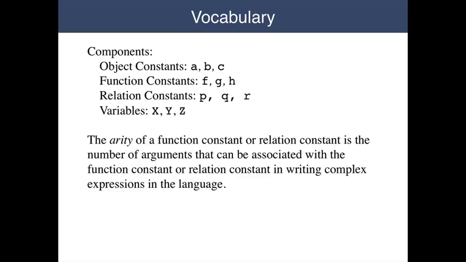Logic programs in GDL are built up from 4 disjoint classes of symbols, namely object constants, function constants, relation constants, and variables. In what follows, we write such symbols as strings of letters, digits, and a few non-alphanumeric characters such as underscore. Constants must begin with a lowercase letter or digit. Variables must begin with an uppercase letter. The arity of a function constant or relation constant is the number of arguments that can be associated with the function or relation when writing expressions, as we'll see in the examples to follow.